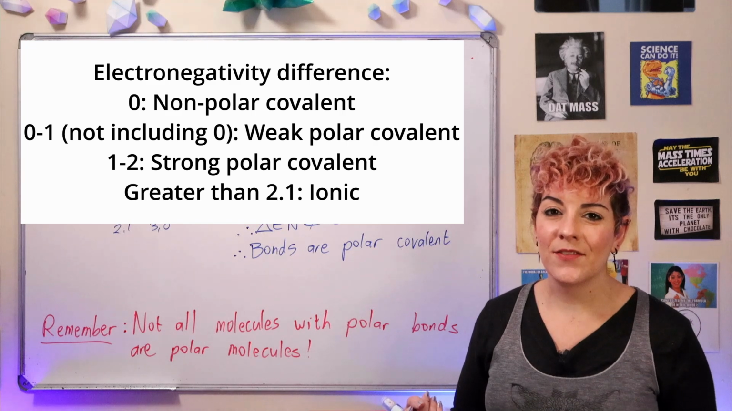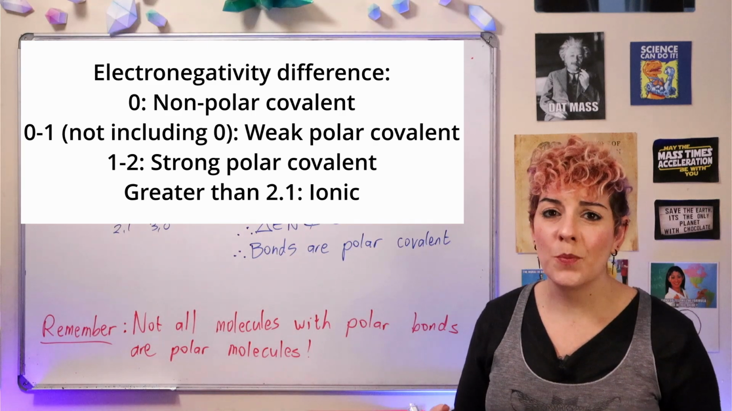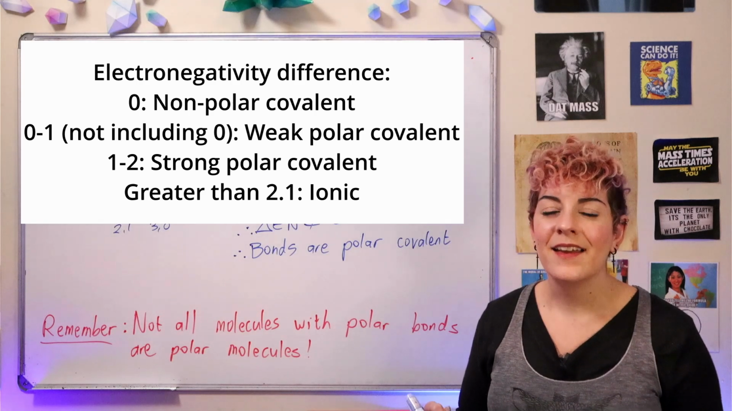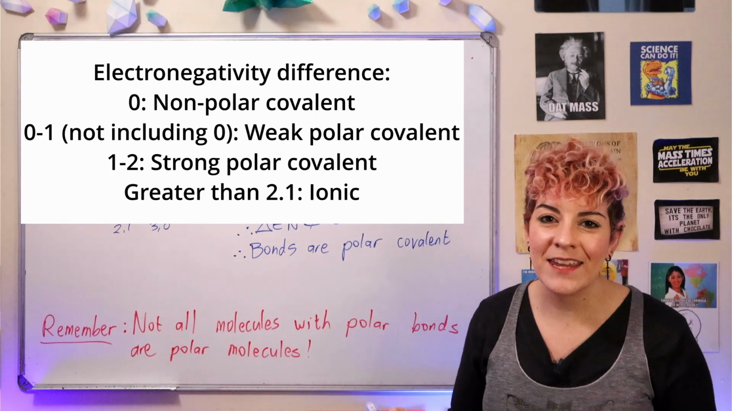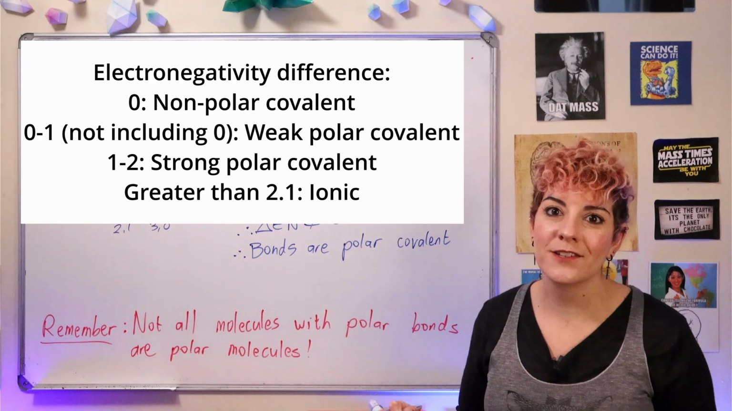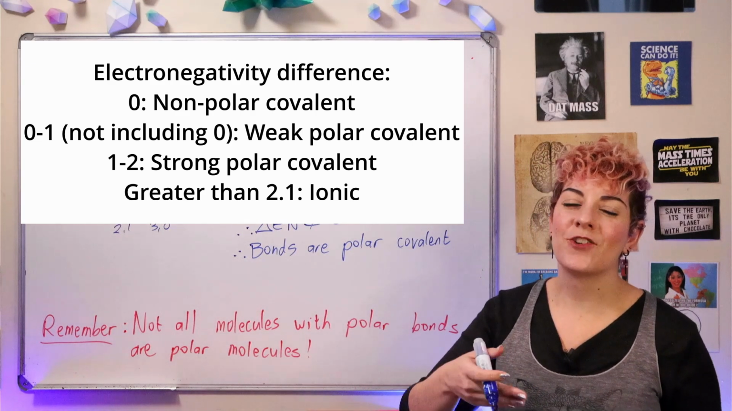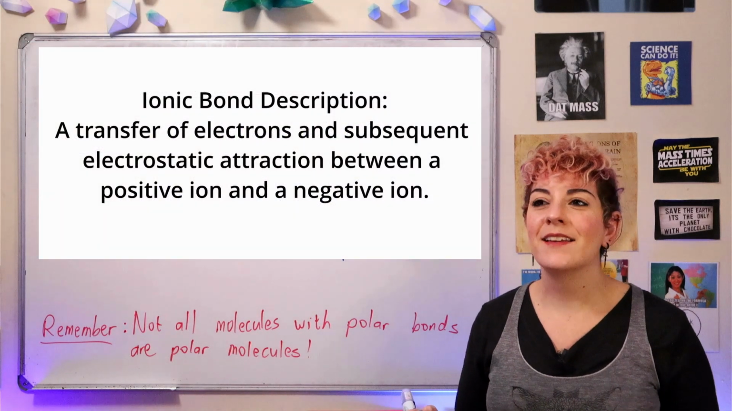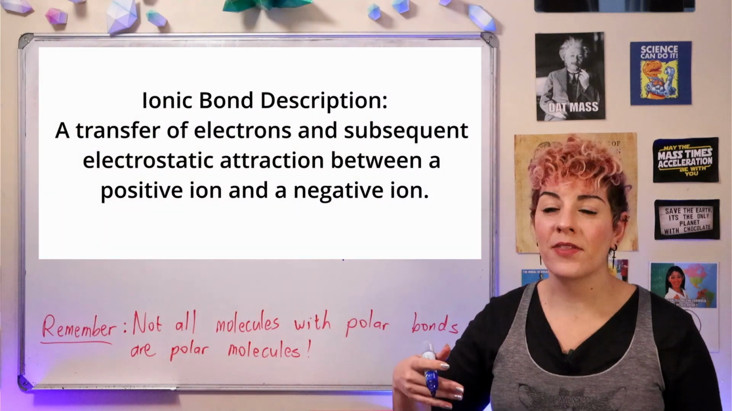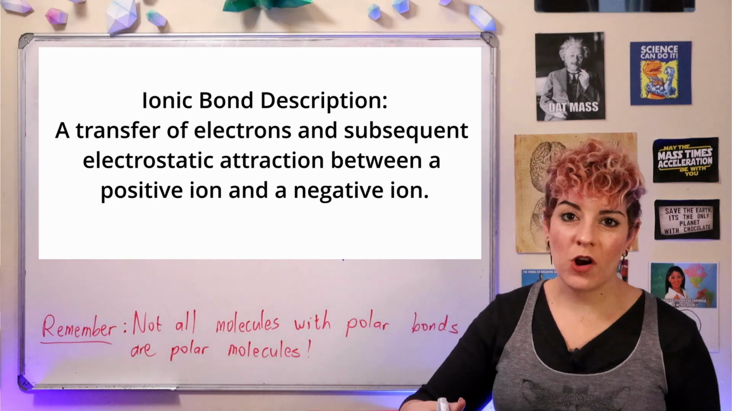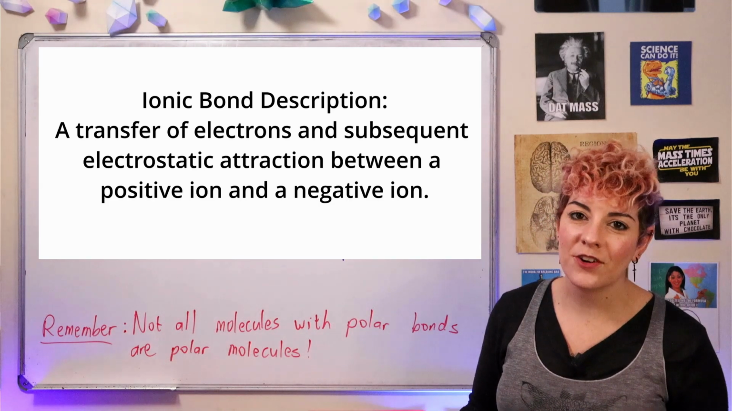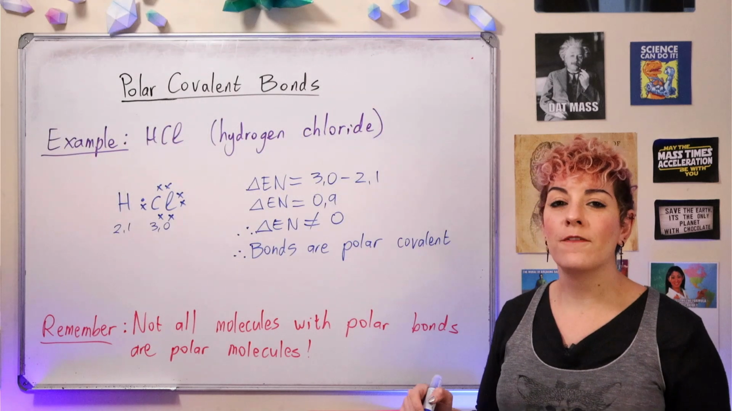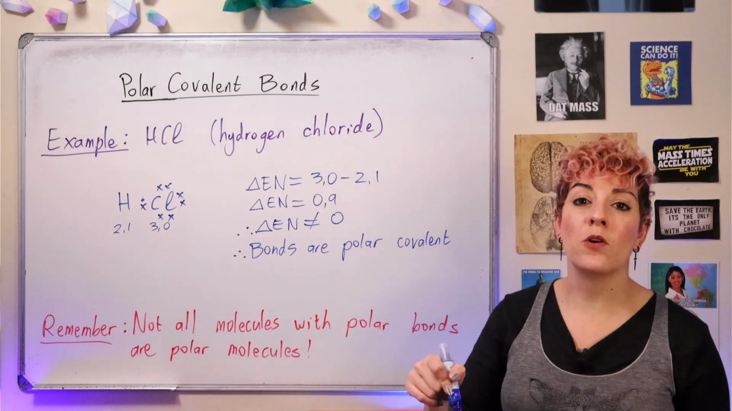If your electronegativity difference is bigger than 2.1, then your covalent bond is so polar, the electrons are being shared so unevenly that they're essentially being transferred from one atom to another atom. And that's what we call an ionic bond. Ionic bonding is an extremely polar bond where the electrons are not shared anymore, they're transferred from one atom to another. We must remember that not all molecules with polar covalent bonds end up being polar molecules.